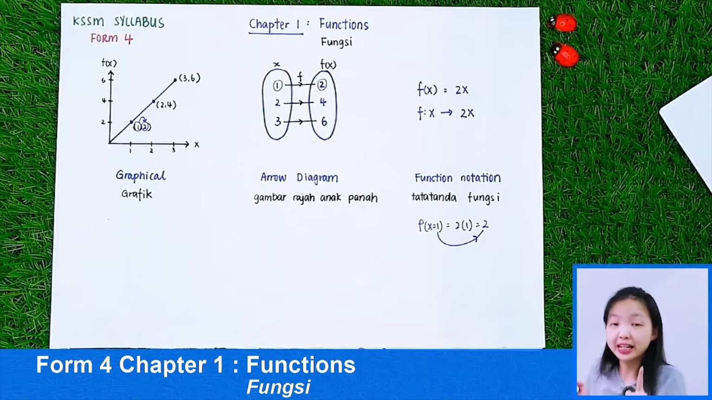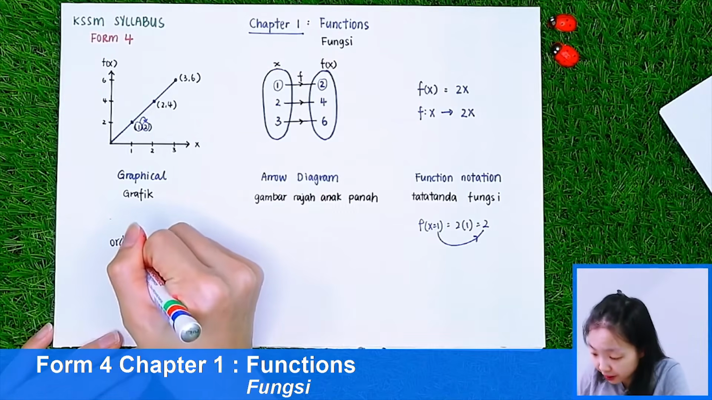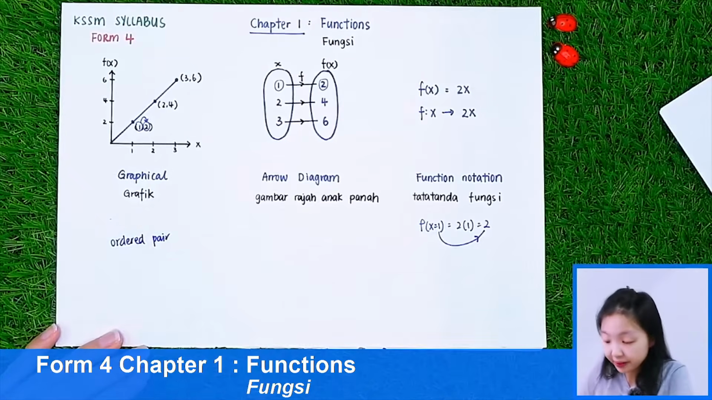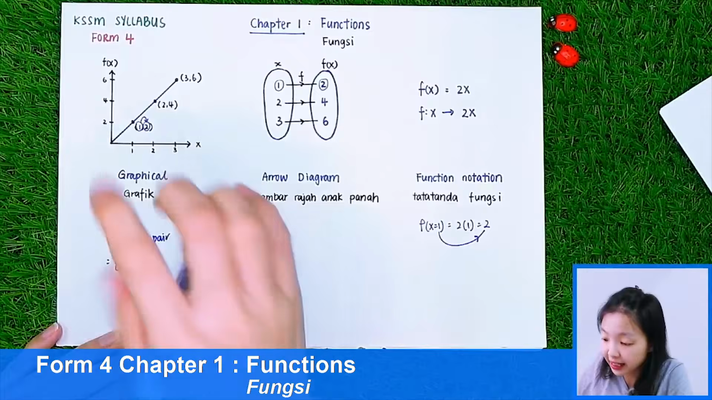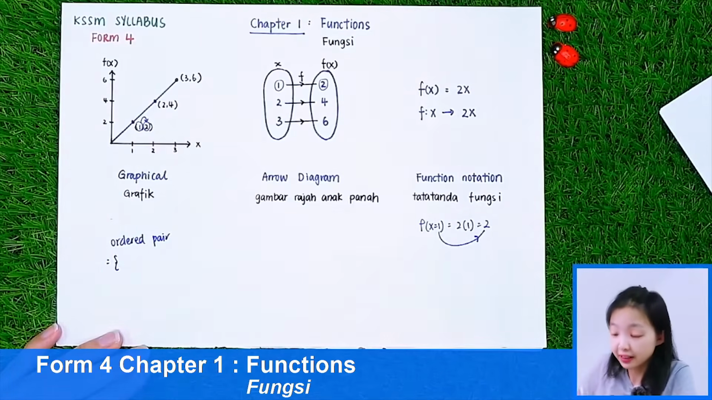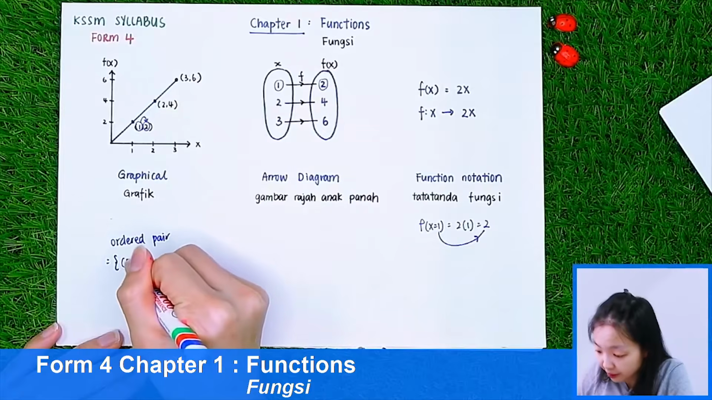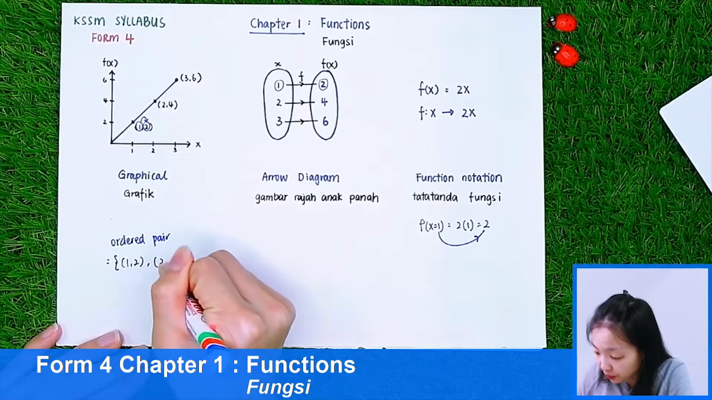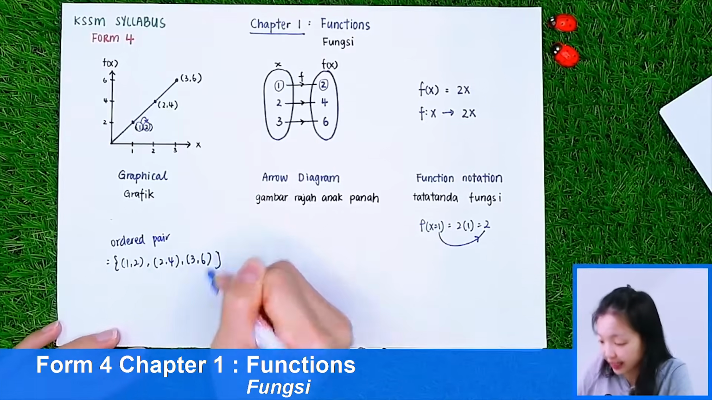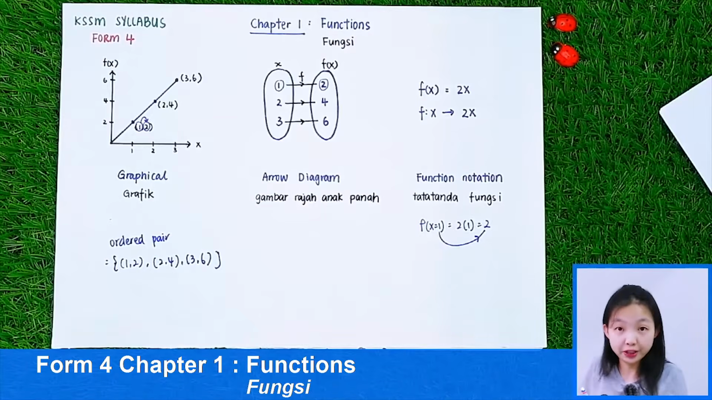There's still another one, which is named the ordered pair. How can the ordered pair be written? It will look like (1, 2). You just use all the points in the graphical form and put them inside: (1, 2), (2, 4), (3, 6). Then this is the answer for the ordered pair.